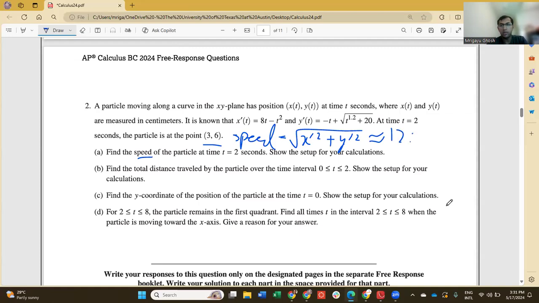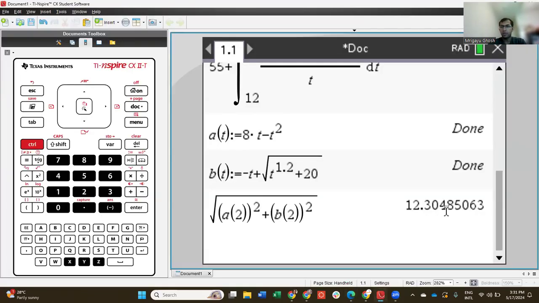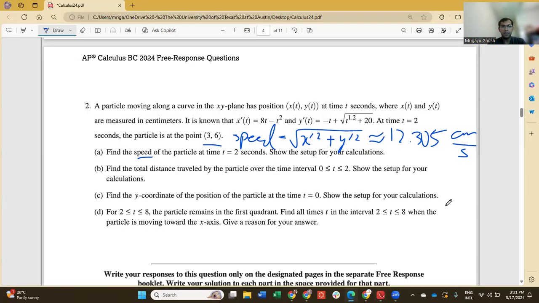So 12.305. And again, it asks for the speed, so I should put the units, which is centimeters per second. Good. Okay. And then find the total distance traveled by the particle over the interval.